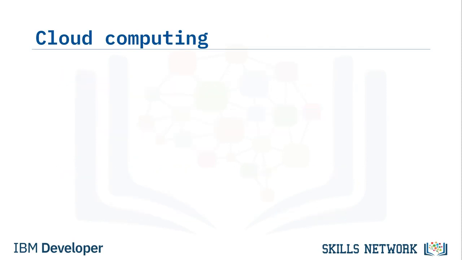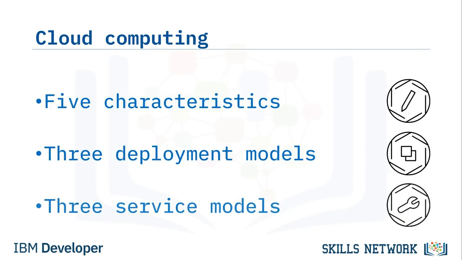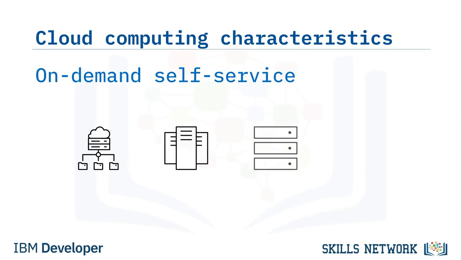Cloud computing is composed of 5 essential characteristics, 3 deployment models, and 3 service models. Let's start with understanding the 5 essential characteristics of the cloud. On-demand self-service means that you get access to cloud resources such as the processing power, storage, and network you need using a simple interface without requiring human interaction with each service provider.